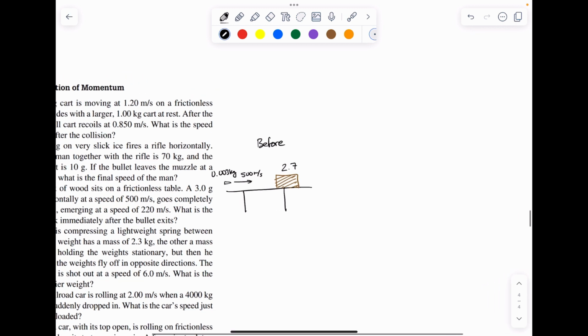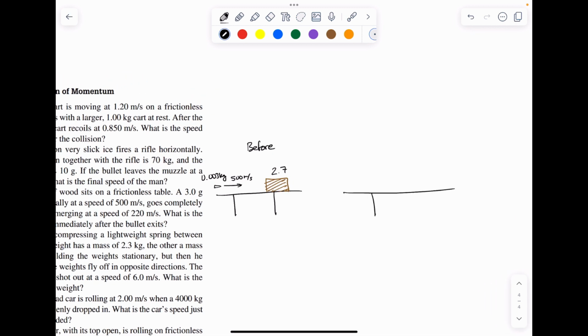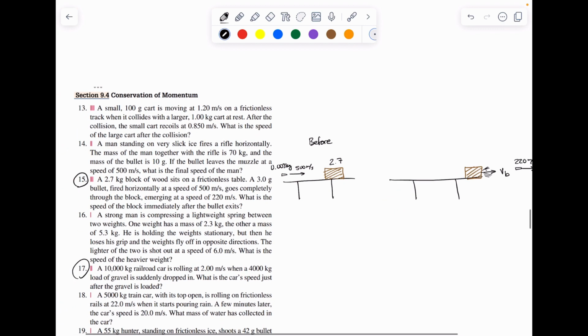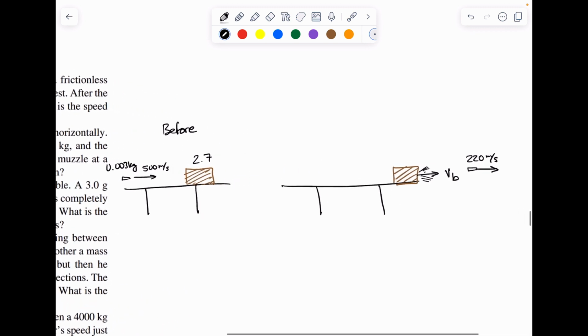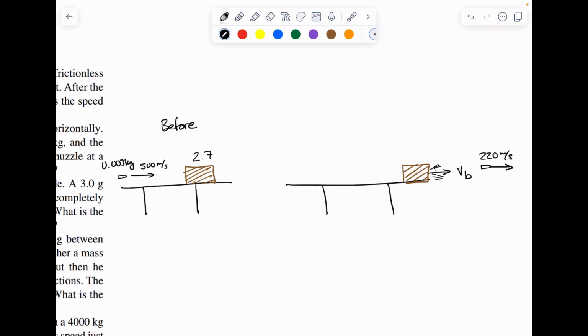And then, again, we're on the frictionless table here. We have after, right? So the block is now probably moving with some velocity, so we'll call this VB for velocity of the block. The bullet has gone through the block. Now it's at a velocity of 220 meters per second. Cool. What is the speed of the block immediately after the bullet exits? All right, so let's think about it. Is momentum conserved?